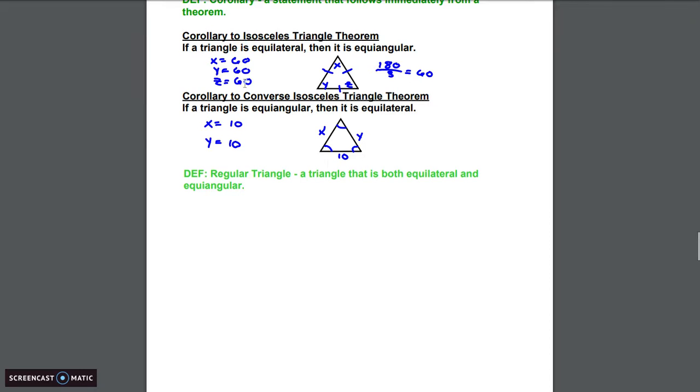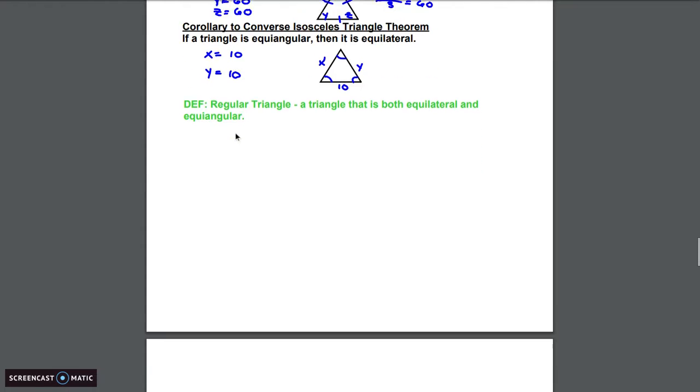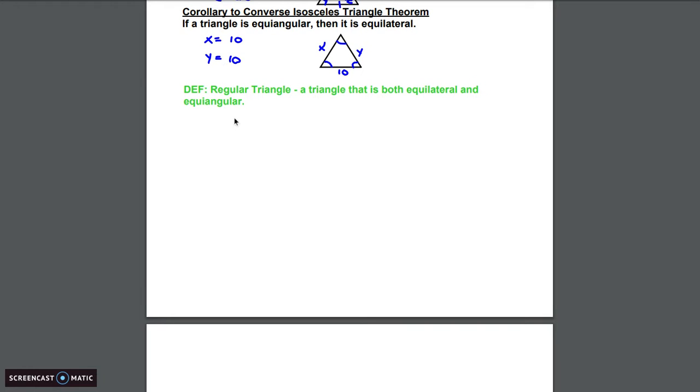And then you also have the converse, which is if a triangle is that, then it is also that. So we find out that all of the angles are equal, so we know all these sides are. So we know that x and y are 10 also. And then a regular triangle is just a triangle that is both equilateral and equiangular.